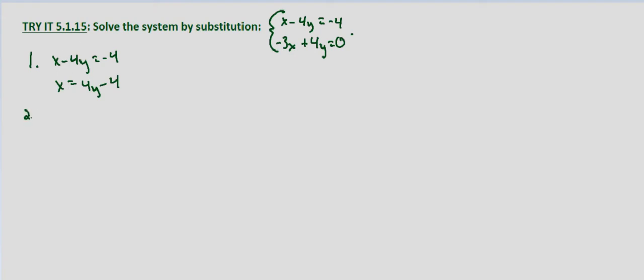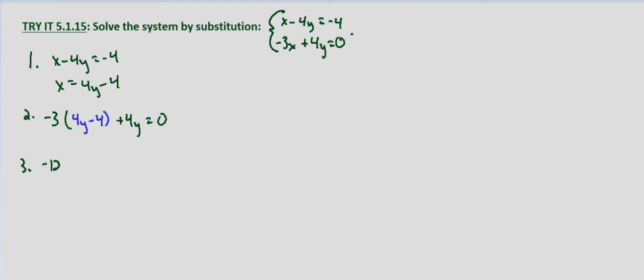Step 2, we substitute that into the second equation, so negative 3 times x, which now we know is 4y minus 4, plus 4y equals 0. Step 3, we simplify and solve for, in this case, y.